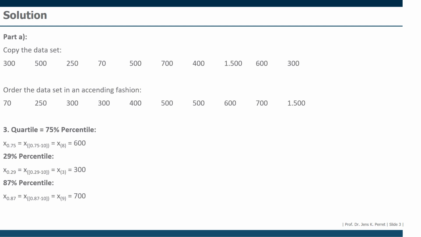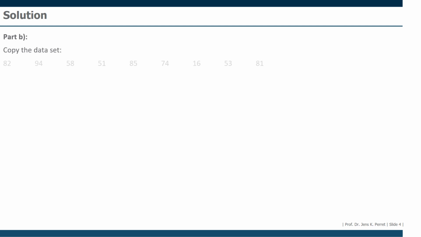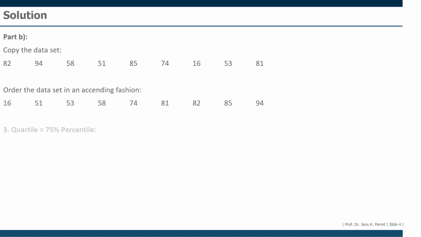Then let's continue directly with part B, where we have this data set. Again, we're going to order this in an ascending fashion from smallest to largest value, and we're going to start with the third quartile, the 75% percentile. In a similar fashion as before, 0.75 times the number of observations. However, here we have 9 observations.